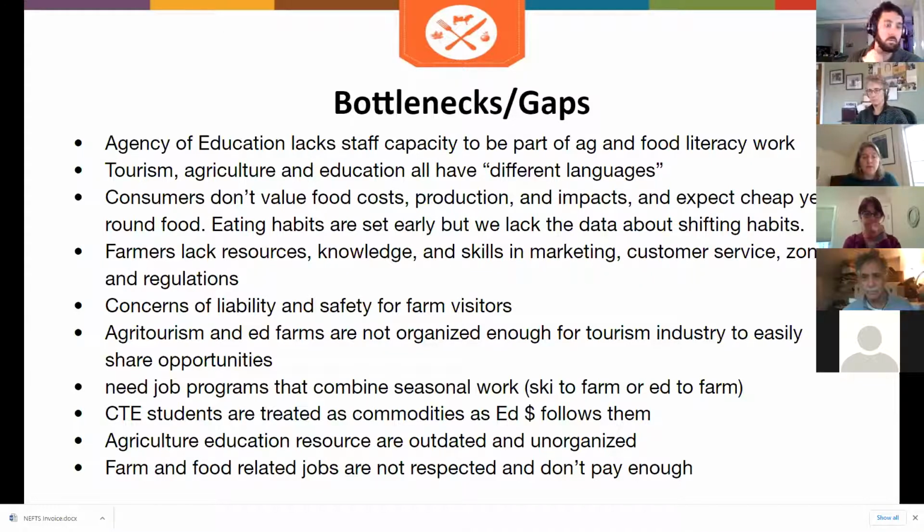There was reference to agriculture education that is maybe outdated, unorganized, a little scattered, and that, again, food and farm related jobs, food service, food systems work is often not highly respected and often underpaid.